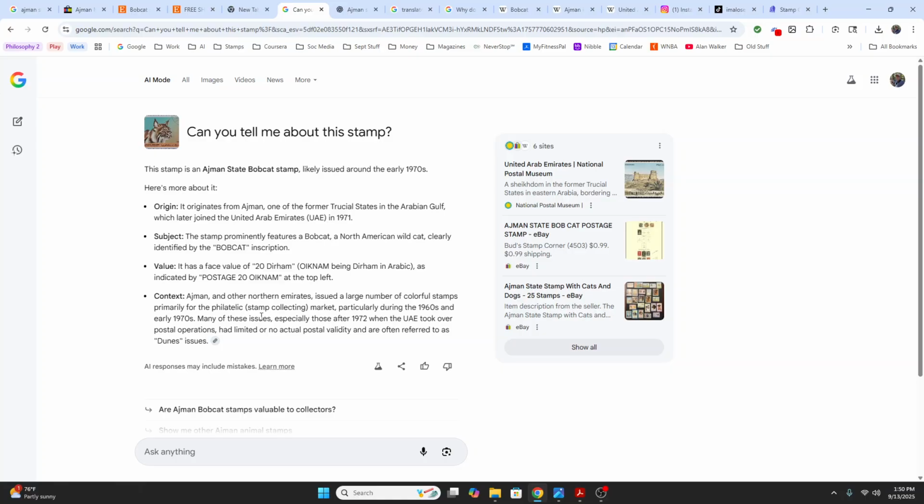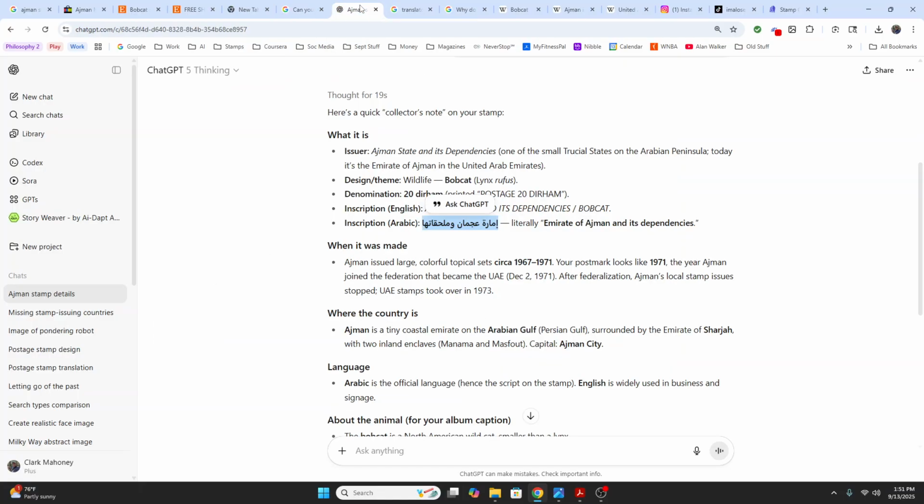And it tells just a little bit more about the political situation in Ajman, because 2 years later, Ajman is part of the United Arab Emirates. And we'll get to that in a minute. Here's another way to find out information.